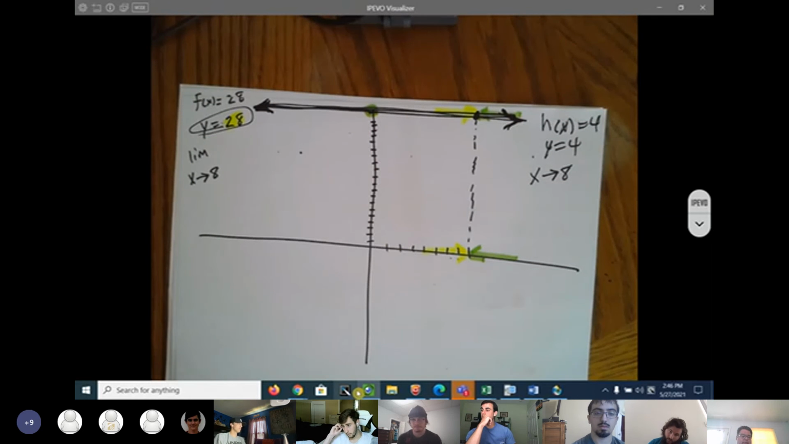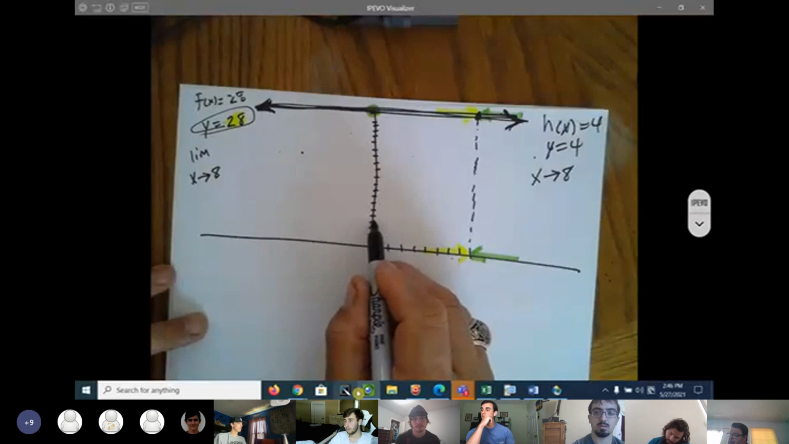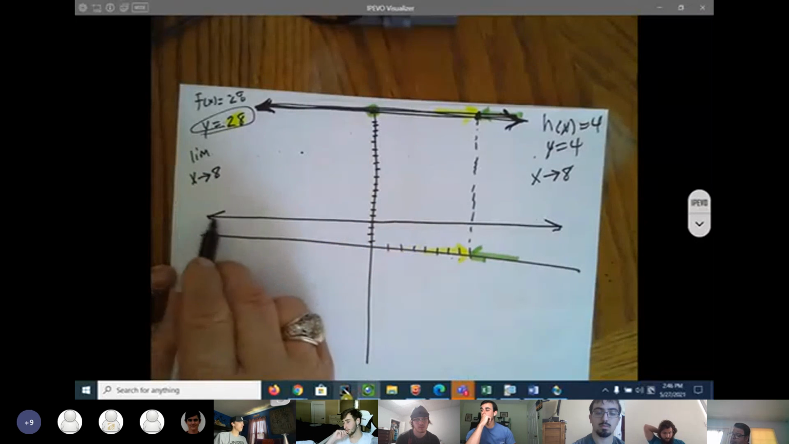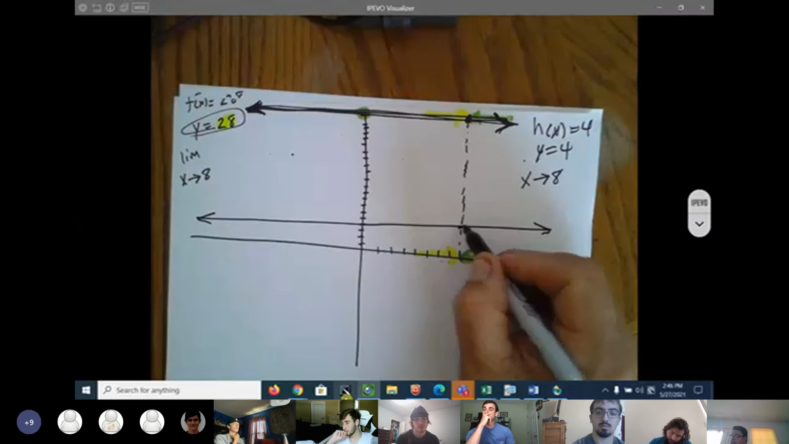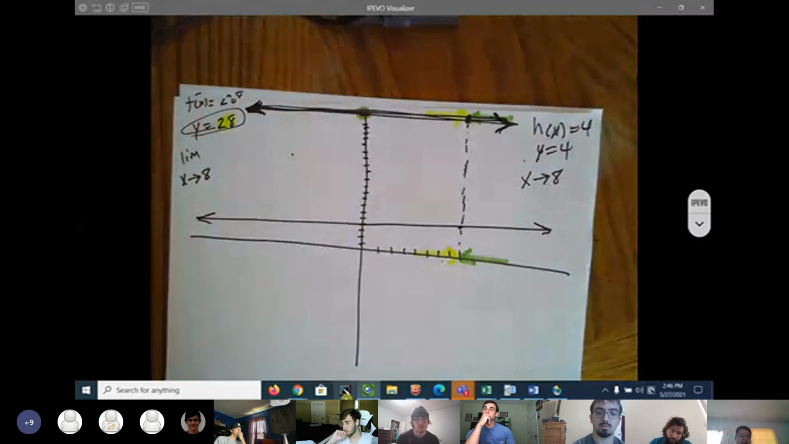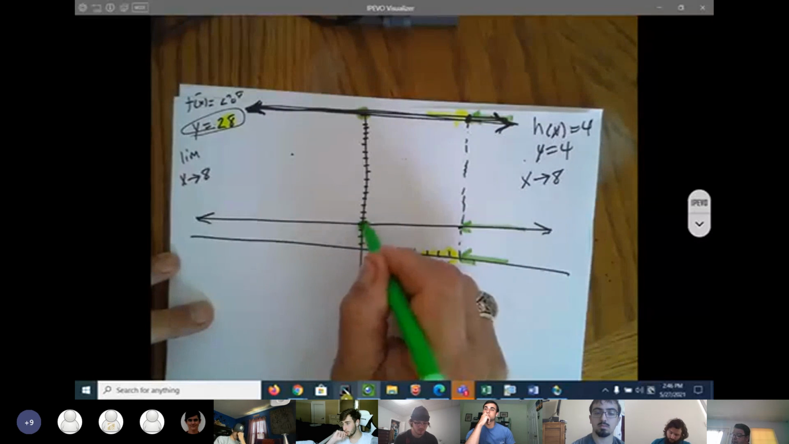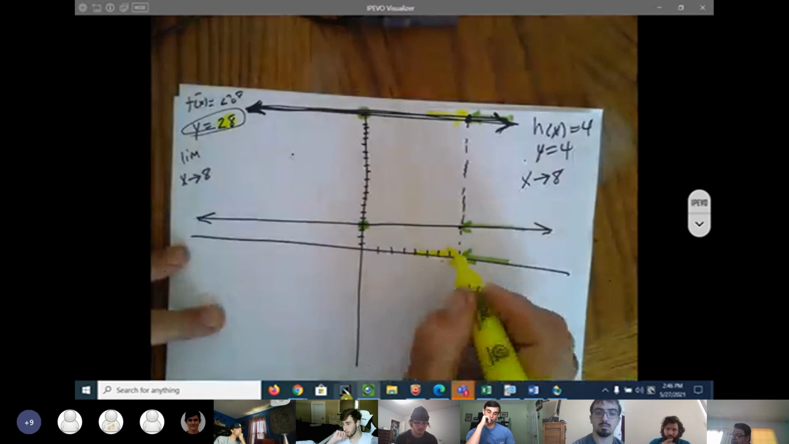Let's do the 4. 1, 2, 3, 4. And x is equal to 8. What happens when I approach 8 from the left, from the right? 4. What happens when I approach 8 from the left?